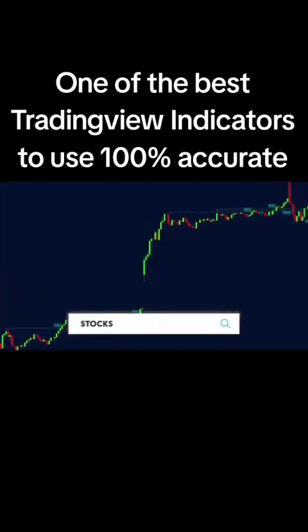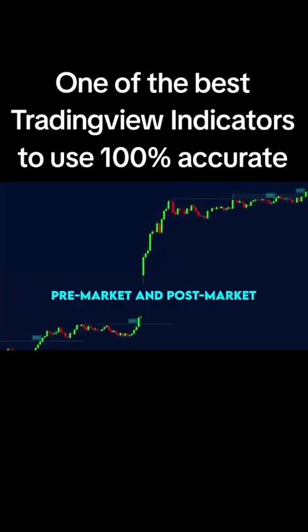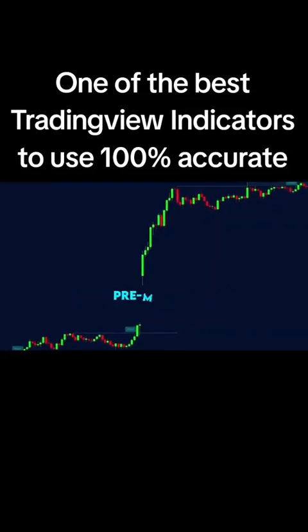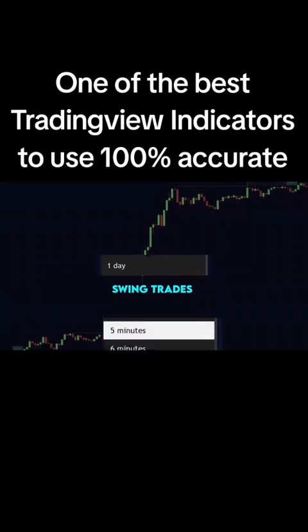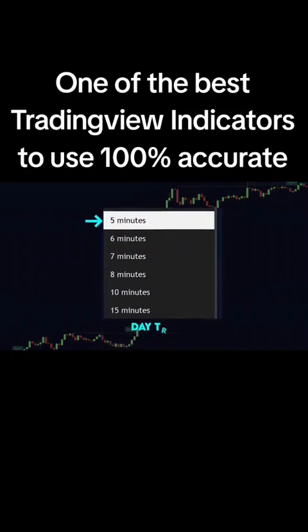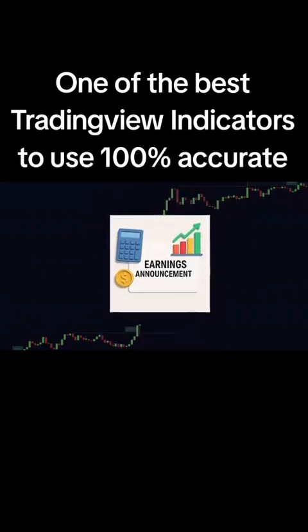For stocks, pay special attention to pre-market and post-market POCs. These often become key levels during regular trading hours. Use the daily timeframe for swing trades and the 5-minute timeframe for day trades. Volume spikes around earnings announcements create particularly powerful POCs.